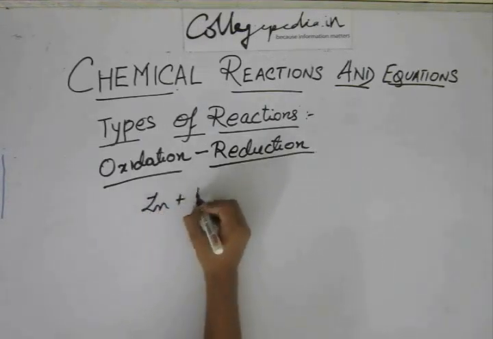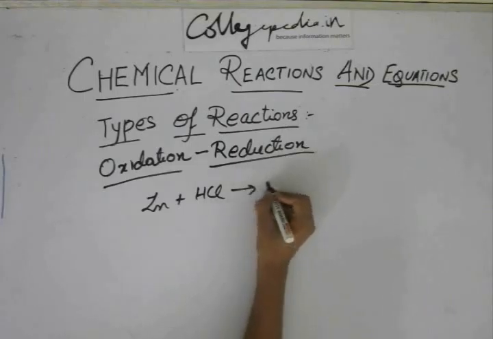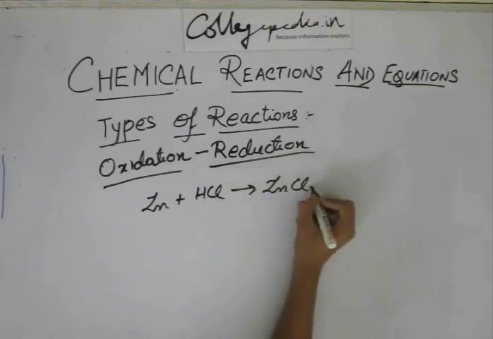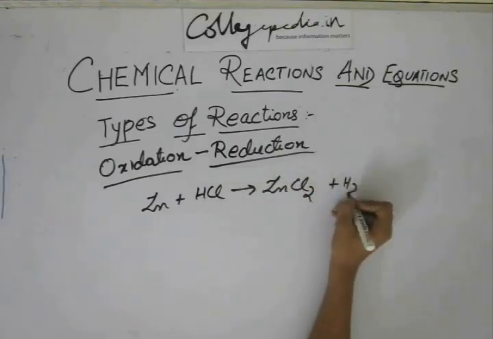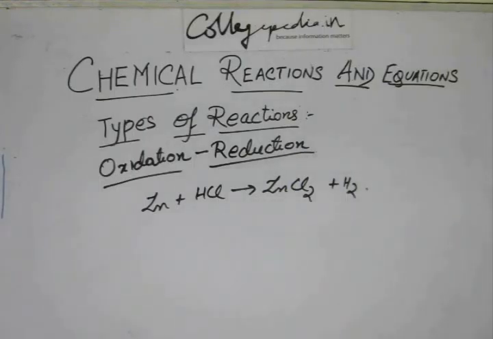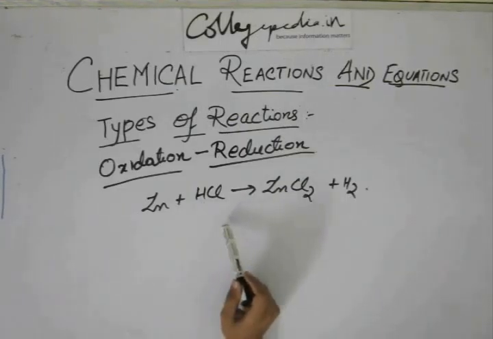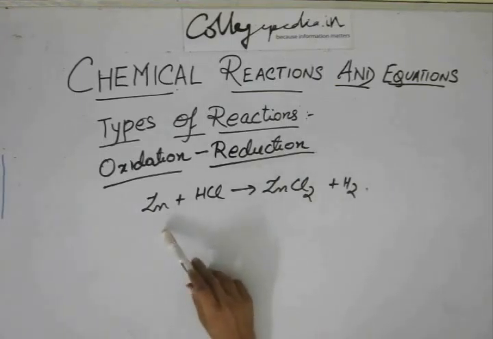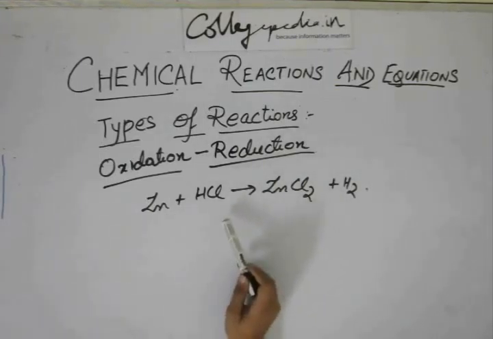Zn plus HCl gives ZnCl2 plus H2. So in this case, what is happening is that hydrogen is getting rid of chlorine. Chlorine is an electronegative element. So removal of an electronegative element is what? Addition of an electronegative element was oxidation, so removal of an electronegative element will be reduction.